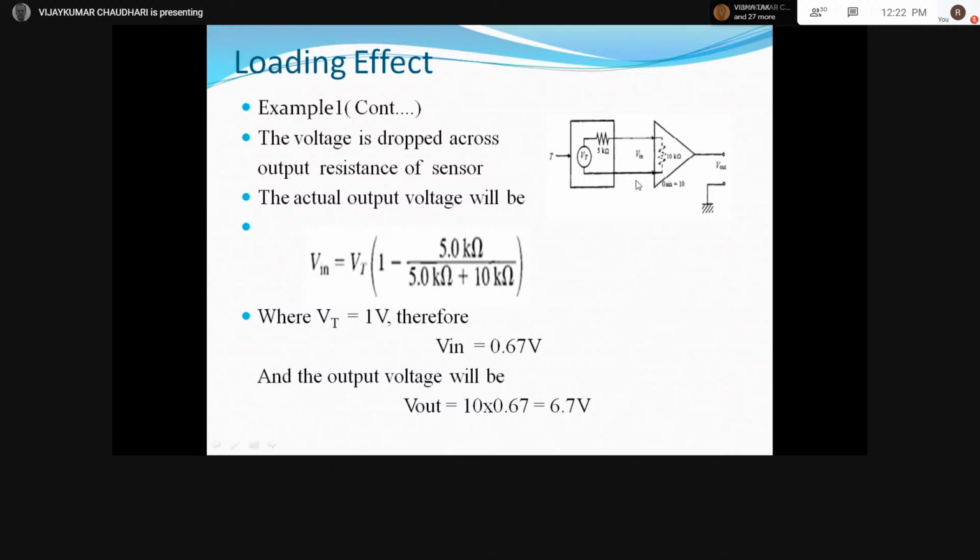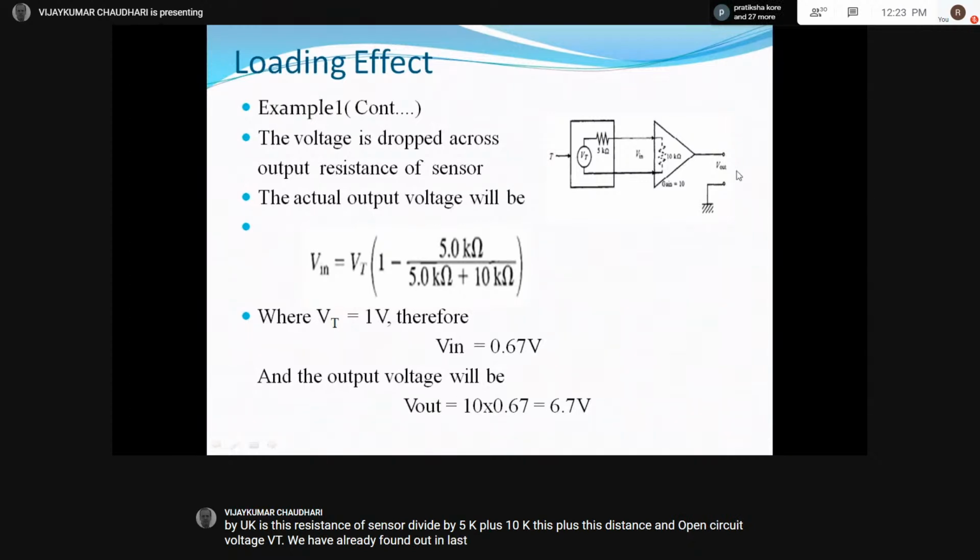Okay. Actually, here it was 50 degrees Celsius and at no load it was 1 volt. But with 50 degrees Celsius and the amplifier connected, there is a loading effect which will reduce the input to the amplifier from 1 volt to 0.67 volt. So if the input to the amplifier itself is 0.67, then with a gain of 10, the output of the amplifier will be 10 into 0.67, that is 6.7 volts.